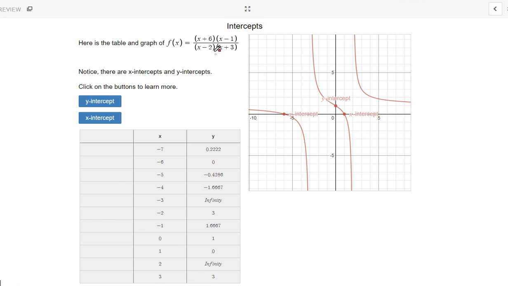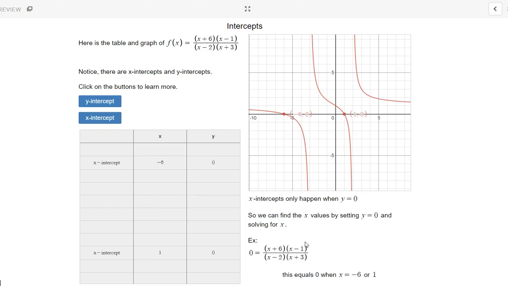Probably the most straightforward one is if it's factored, then we can just look and see what are the x values that are going to make the factors equal 0. So in this case, it'd be -6 and +1 would make these things equal 0, which would make the whole thing equal 0. And sure enough, that is where our x-intercepts are. They're at (-6, 0) and (1, 0).